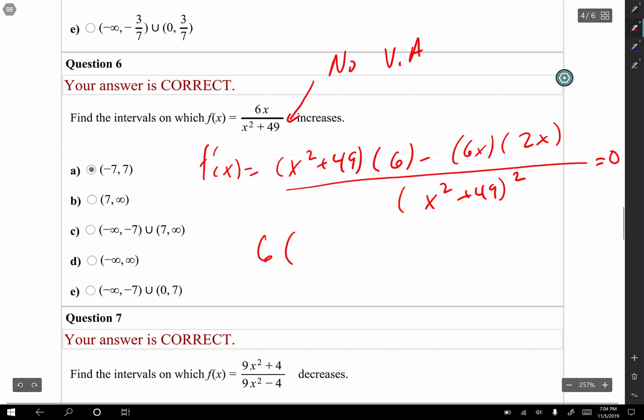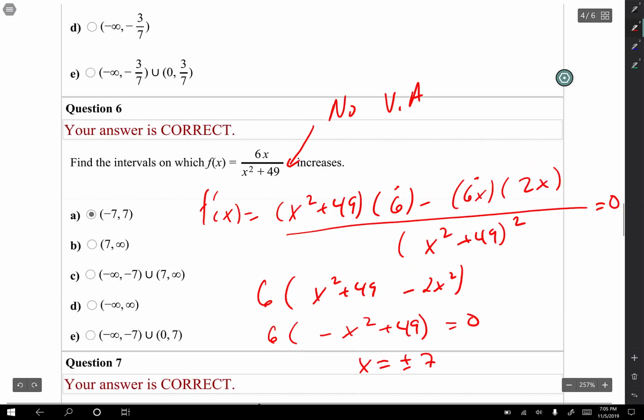I'm going to factor out a 6, guys, because I see a 6 here and a 6 there. So I see x squared plus 49 minus 2x squared. If I just take this guy here, you get negative x squared plus 49. And if I equal that to 0, you get that x equals plus or minus 7. So again, I'm going to do a little number line.